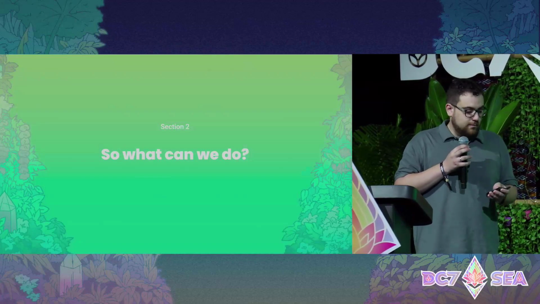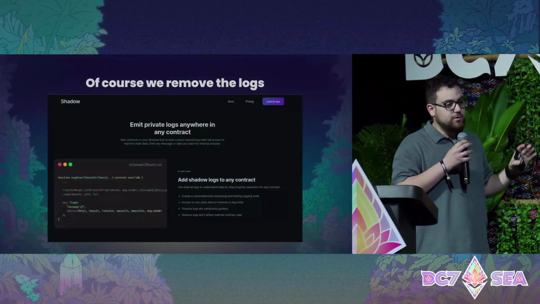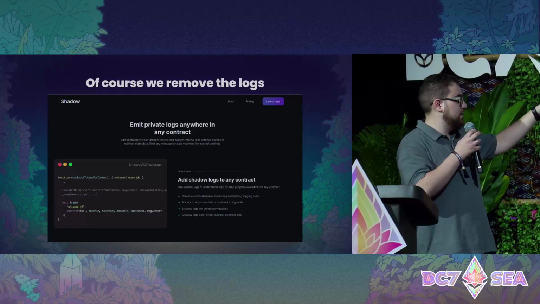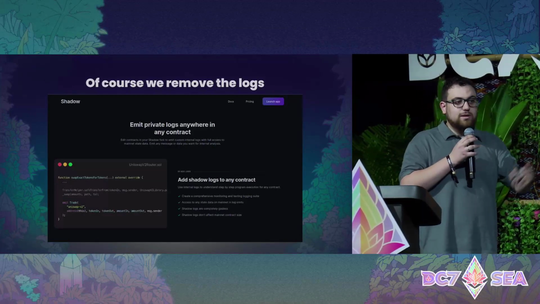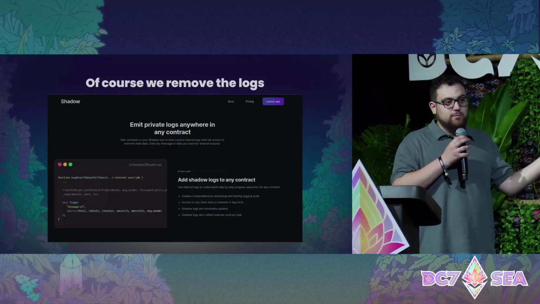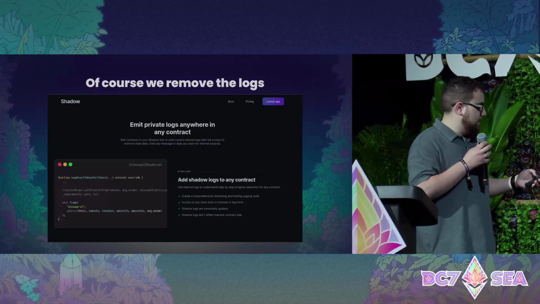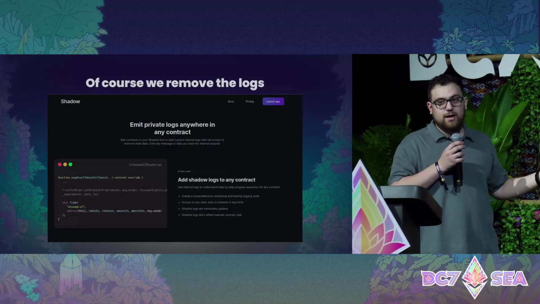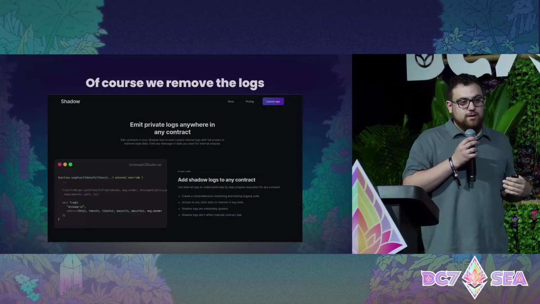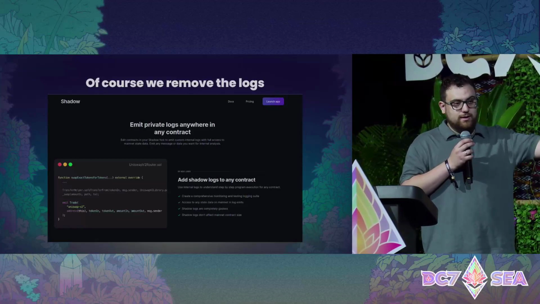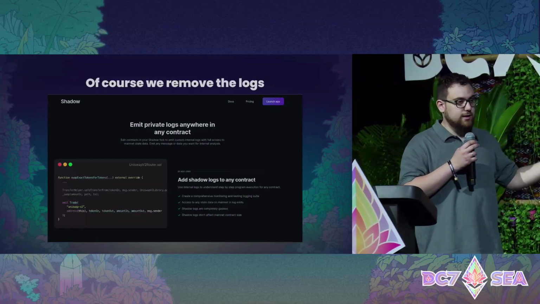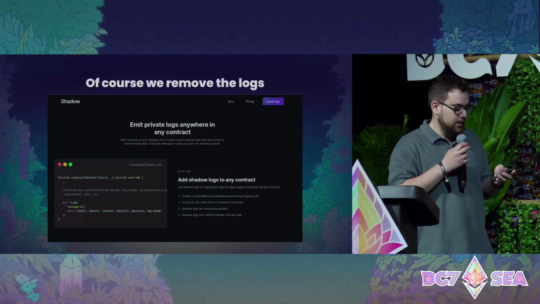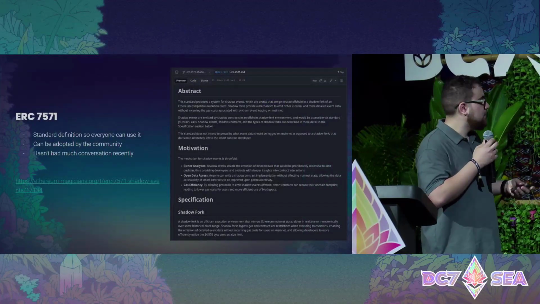So what can we do about this? One of the proposals that I saw, the first company that I saw was Shadow, is to completely remove the logs. So if they are a problem, we get rid of them. And the proposal is that you can have the chain without logs, and then afterwards, you emit them off-chain, like reprocess the transaction and emit them, modifying the bytecode of the contract.